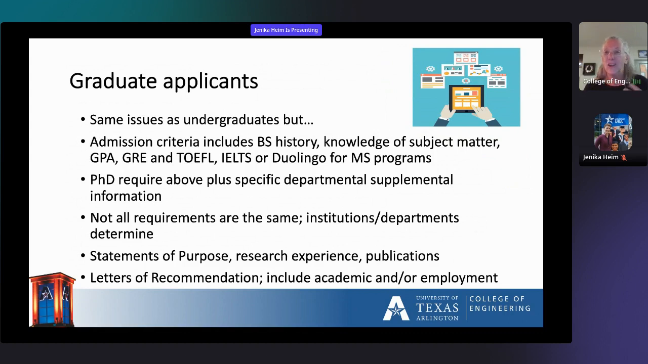And again, sorry to say, not all the requirements are the same throughout the United States. The institution and the department, the academic department, actually make the criteria for any master's or PhD program. Statements of purpose, research experience, and again, publications. Letters of recommendation are probably going to be required for every PhD, sometimes for some master programs, and those can either be academic or employment or project-based letters of recommendation. Next, please.